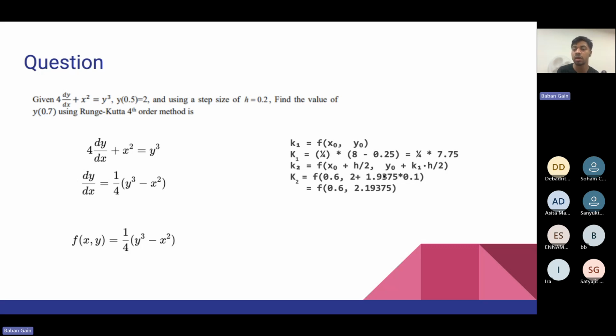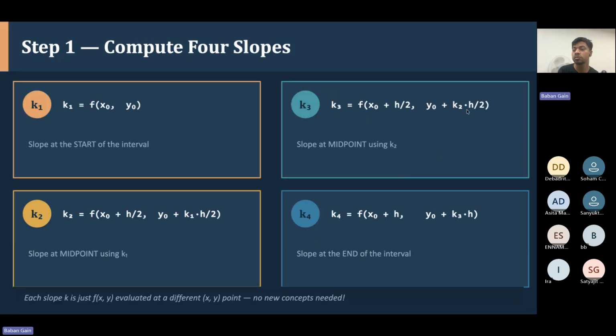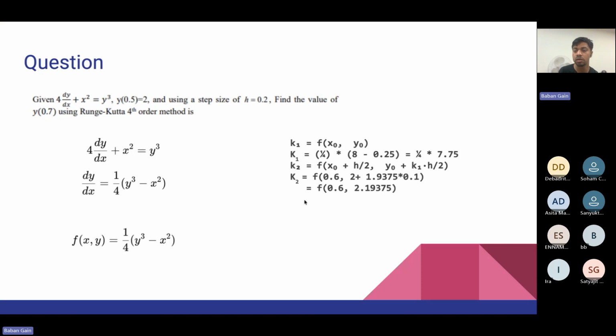So that is K1. K1 multiplied by H by 2, so basically this is the equation. K1 into H by 2. H is 0.2, and 0.2 divided by 2 is 0.1. So here you have to basically do Y0 plus K1 into 0.1. That's what we're doing here: 2 plus K1 into 0.1.